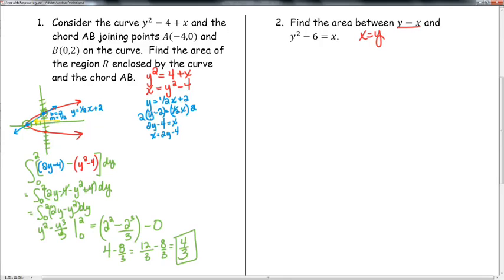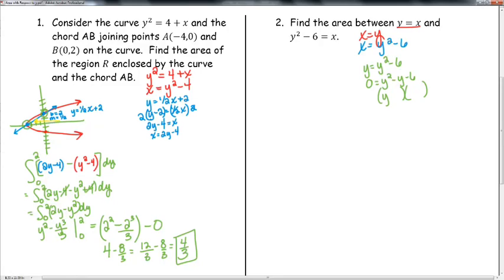And the other one is x is going to be equal to y squared minus 6. Well, if you want to know where they're going to intersect, you have to set your two functions equal to each other. So I'm going to set y equal to y squared minus 6. If I subtract y from both sides, I get 0 is equal to y squared minus y minus 6. And I'm going to go ahead and factor.